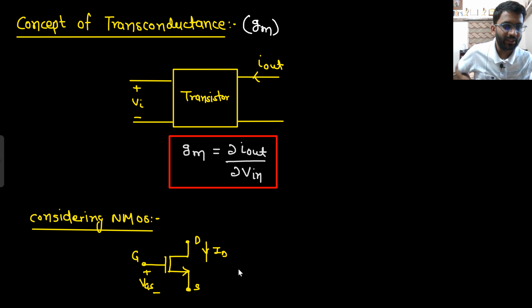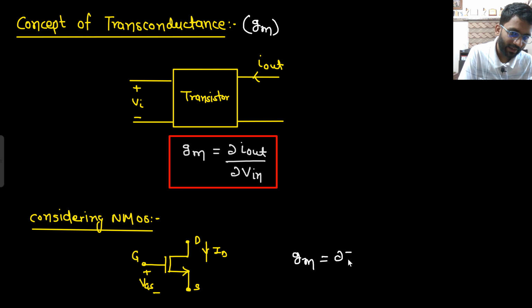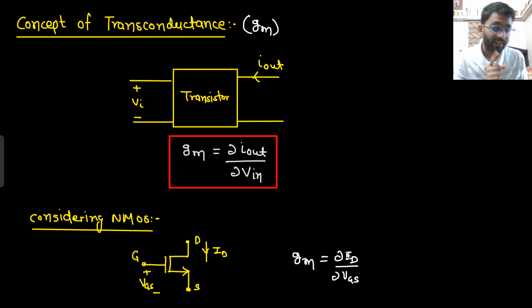This is an NMOS. So what will be the GM for this NMOS? GM will be del ID upon del VGS. Make sure I am writing capital ID and capital VGS. What do you mean by that? Large signal. If I am saying large signal, that means I am talking about DC. Small signal means small signal AC signal. So GM is a DC parameter that can be found with the expression of del ID by del VGS. Output current divided by the input voltage.